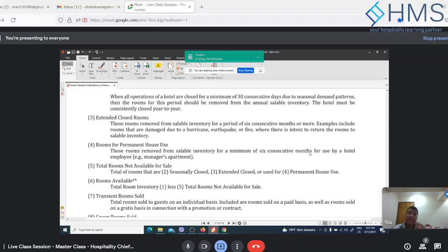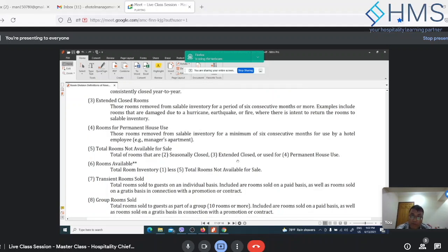Because otherwise, they can easily play the statistics. If they remove it, the RevPAR will increase, the occupancy will increase, everything is going to be higher than normal. So as a part of our control process, we don't want that to happen.